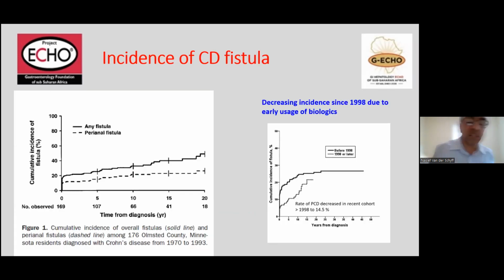In terms of the incidence in Crohn's disease, as I said, there's up to a 30 to 40% risk of developing fistula, and the longer the patient has Crohn's disease, that risk goes up. And this is a study from the 90s. But interestingly, the study was repeated a few years back, with data published in 2018, and it shows that in actual fact, the incidence of peri-anal Crohn's disease is coming down, as we can see from the graph on the right. And that is due to the early usage of biologics.